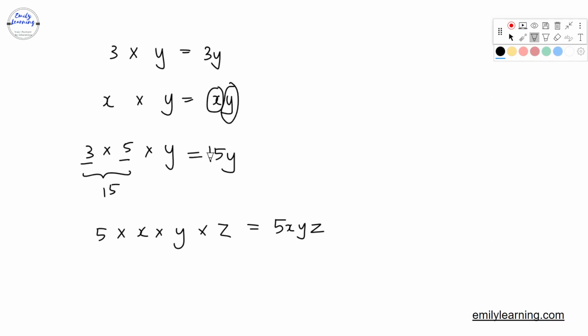So for multiplication, we just put the alphabets together if you are multiplying different alphabets together in algebra. But if you have numbers, we will first multiply all the numbers together, then we put it beside the letter when we want to represent multiplication in algebra. So when you see 15y, we know that it is actually just 15 times y.